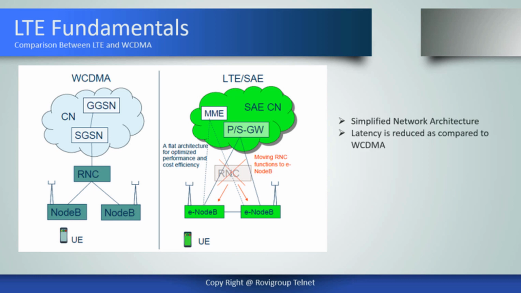If we have a comparison, then in LTE the network is very simplified. The latency is reduced as compared to WCDMA. What it means is that since in LTE we have fewer network elements, the processing latency is reduced. Also, the latency is reduced on the radio part, which we'll be discussing in the upcoming slides.